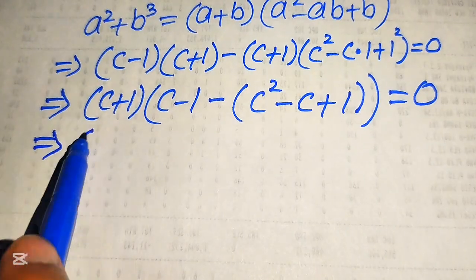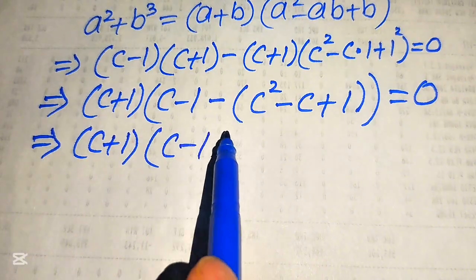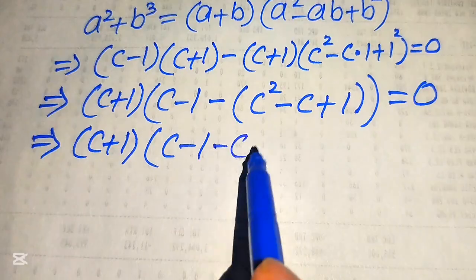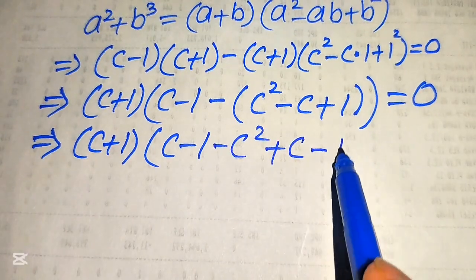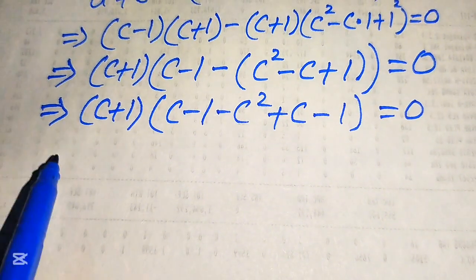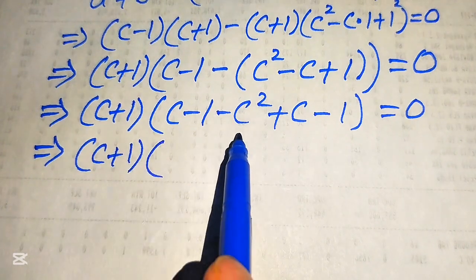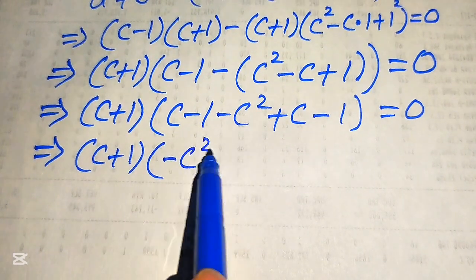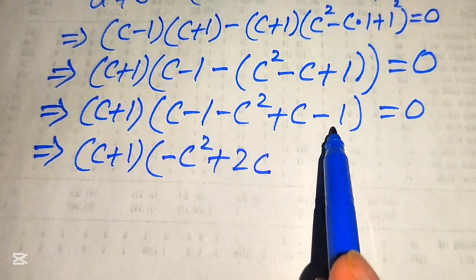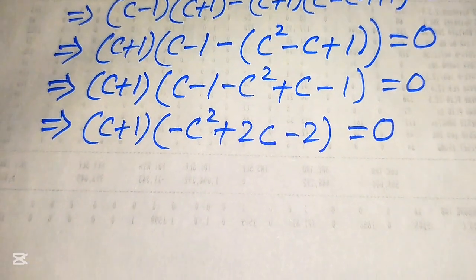And now here we need more simplifications, and it will be written as c plus 1 times of c minus 1, and here we multiply this negative sign on each of these values, and it will be written as minus c square plus c minus 1, and this whole equation is equal to 0. And now here in the next step, we need to add or subtract the like terms, and first we can write the greater term, it is minus c square, and now we add the c plus c becomes here 2c. This is minus 1 becomes minus 2, and this whole equation equals to 0.